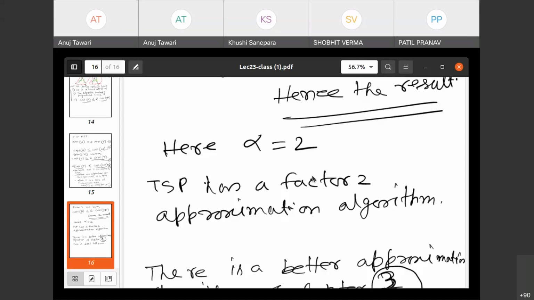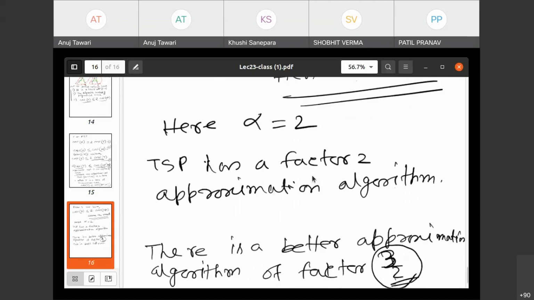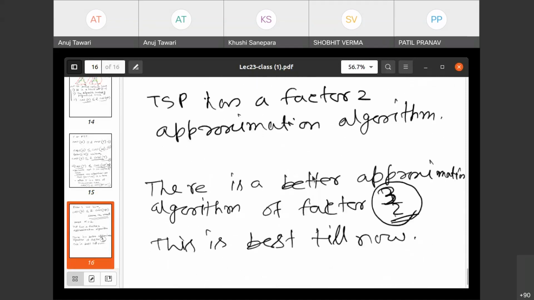So they're using very simple techniques. We have designed this approximation algorithm for the traveling salesman problem. The only two things we needed were this minimum spanning tree and a DFS walk. And in fact, using some advanced techniques, there is a better approximation algorithm, but it has factor 1.5 instead of 2.